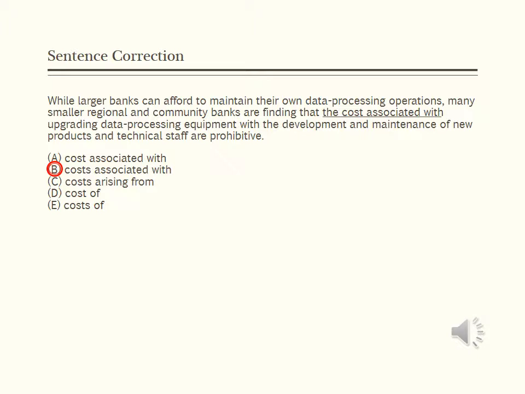The next step is to determine if associated with, costs of, or arising from is the best option. Here, associated with works best because it is the most specific way to identify that these costs belong to the upgrading data processing equipment. This makes the answer B.